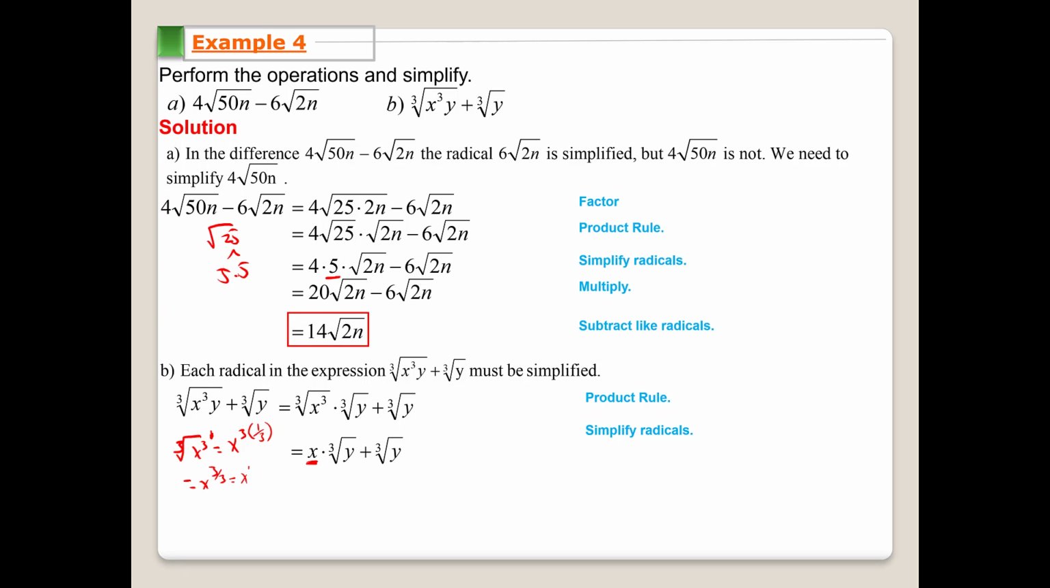So now we can add like radicals. So we should get x cube root of y plus cube root of y. And therefore, you can simplify this a little bit because there's an understood 1 in front of this guy. It's understood 1 right there. So you can simply take this and say x plus 1 times the cube root of y.